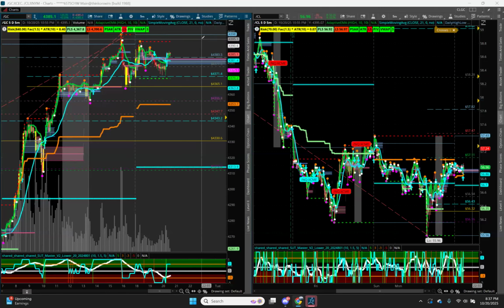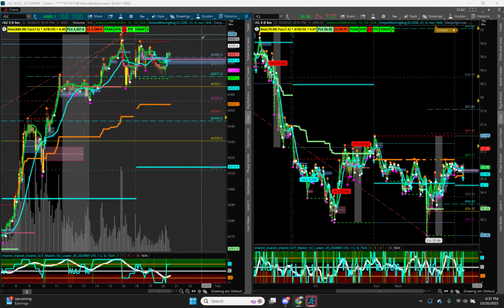Now, different market types require different stop sizes. And of course, with different stop sizes, your risk is either going to increase or decrease. The only thing you can do is then change your position size.